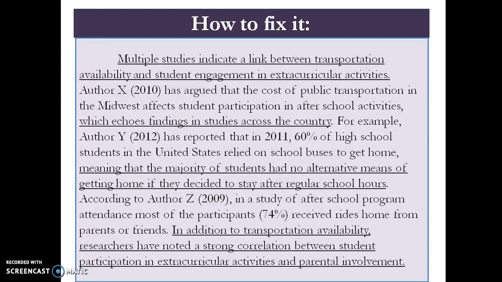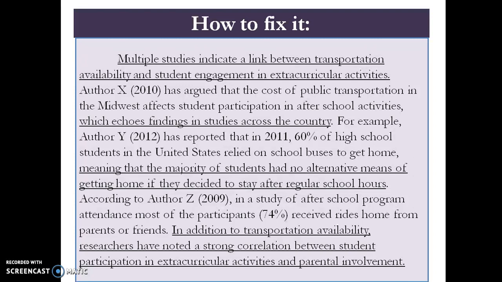Author X has argued that the cost of public transportation in the Midwest affects student participation in after-school activities, which echoes findings in studies across the country. For example, author Y has reported that in 2011, 60% of high school students in the United States relied on school buses to get home, meaning that the majority of students had no alternative means of getting home if they decided to stay after regular school hours. According to author Z, in a study of after-school program attendance, most of the participants received rides home from parents or friends. In addition to transportation availability, researchers have noted a strong correlation between student participation in extracurricular activities and parental involvement. Okay, so let's look at the new additions here.